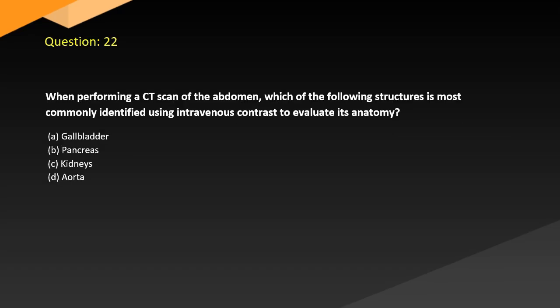Question 22. When performing a CT of the abdomen, which of the following structures is most commonly identified using intravenous contrast to evaluate its anatomy? A. Gallbladder. B. Pancreas. C. Kidneys. D. Aorta.